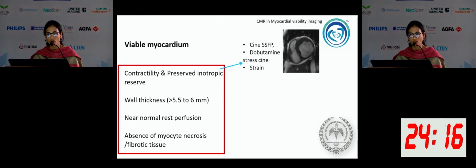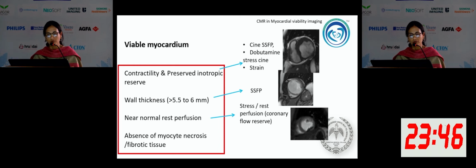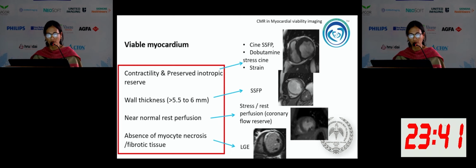So how do we do it? Obviously contractility we can see by the usual routine cine SSFP. If it is hibernating myocardium, we can also do dobutamine stress in MRI. Strain analysis can also help. Wall thickness, we can beautifully assess using the SSFP. We have a very great differentiation between the myocardium and blood pool, and we can clearly with great precision measure the wall thickness. And perfusion we can measure at rest and stress. Dr. Richa will be talking about it.